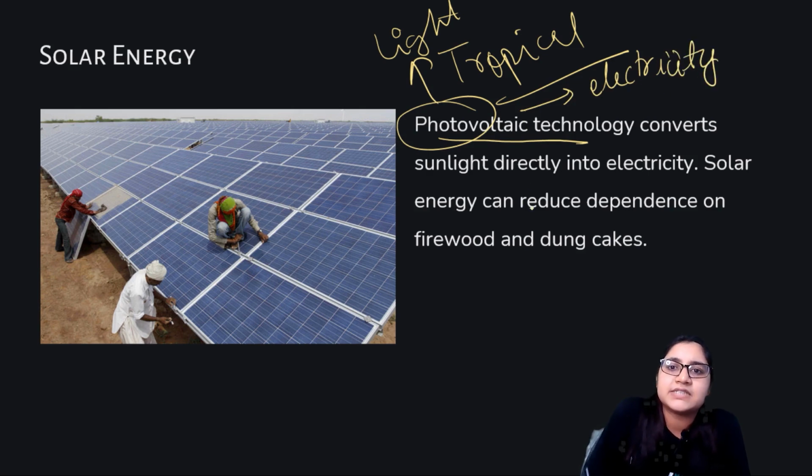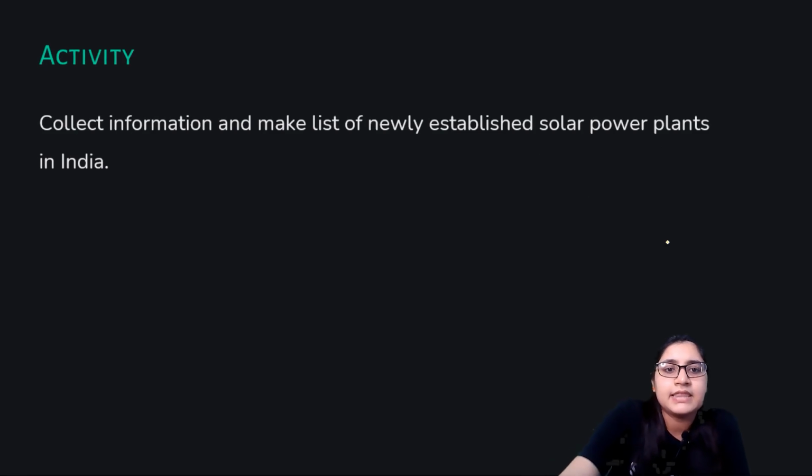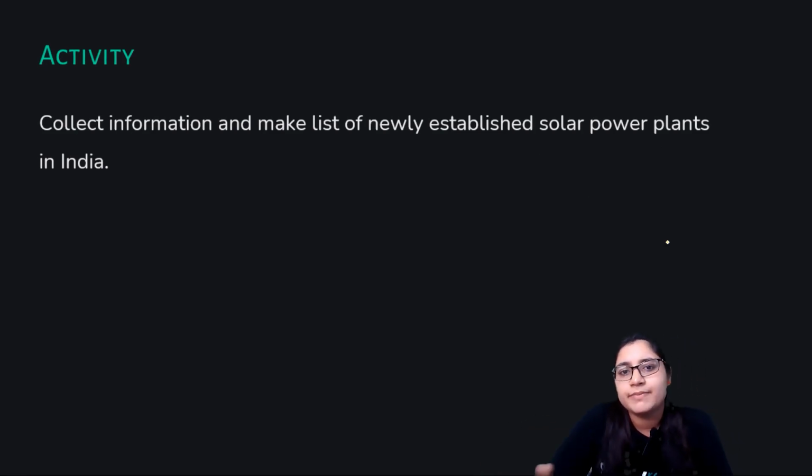Photovoltaic technology converts sunlight directly into electricity. Solar energy can reduce dependence on firewood and dung cakes. Then there is an activity: collect information and make a list of newly established solar power plants in India.